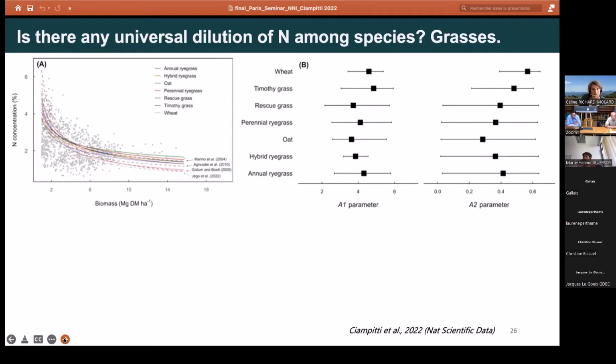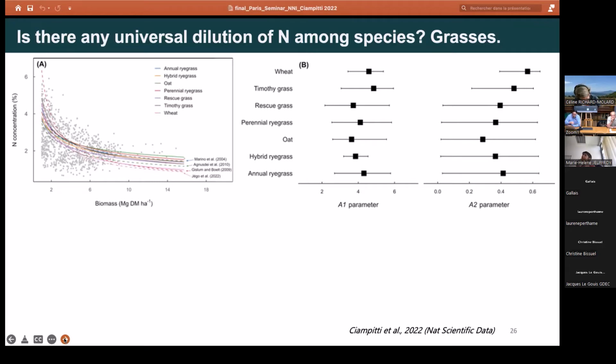Continuing from that, we also started asking some questions, maybe two big questions. I'm not sure if we have answers yet. But we started wondering what happens with different grasses that have similar canopy architecture. There is less data on this, of course. For maize, there is a lot of data. But here we did a review looking at annual ryegrass, hybrid ryegrass, oat, perennial ryegrass, rescue grass, timothy grass, and wheat.